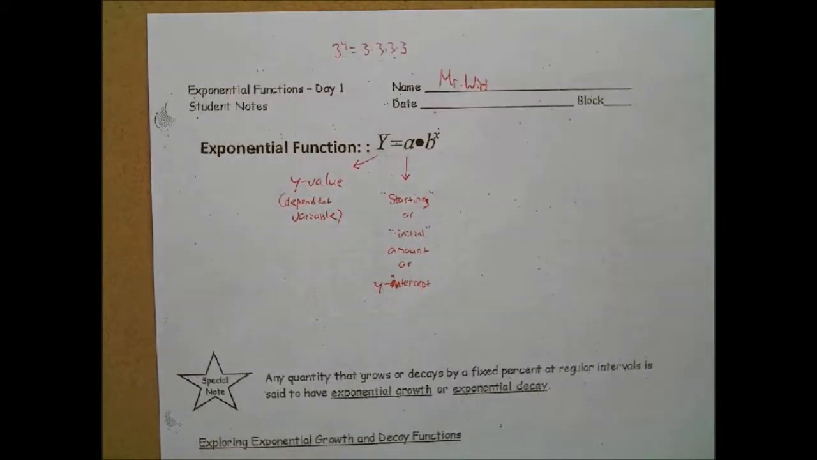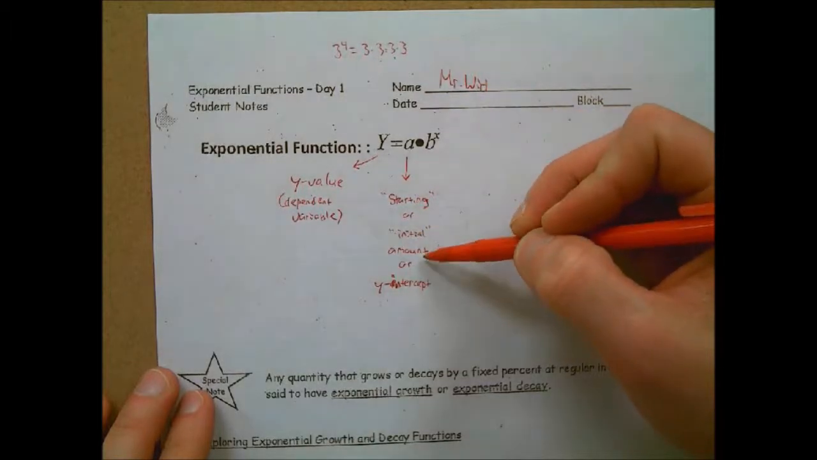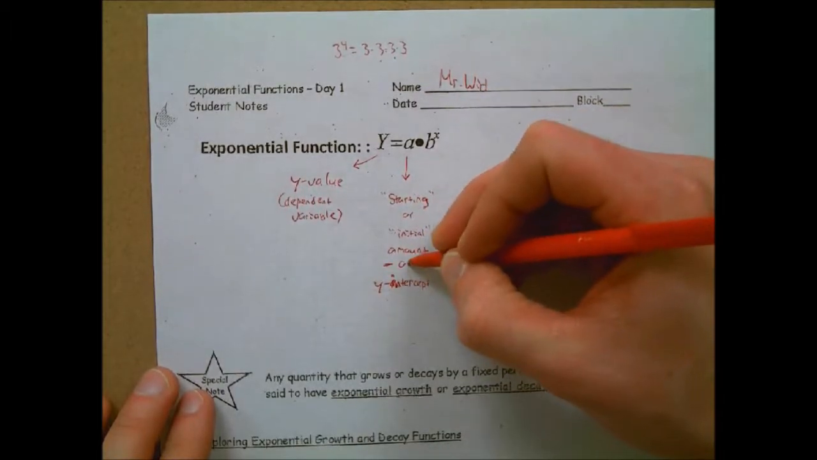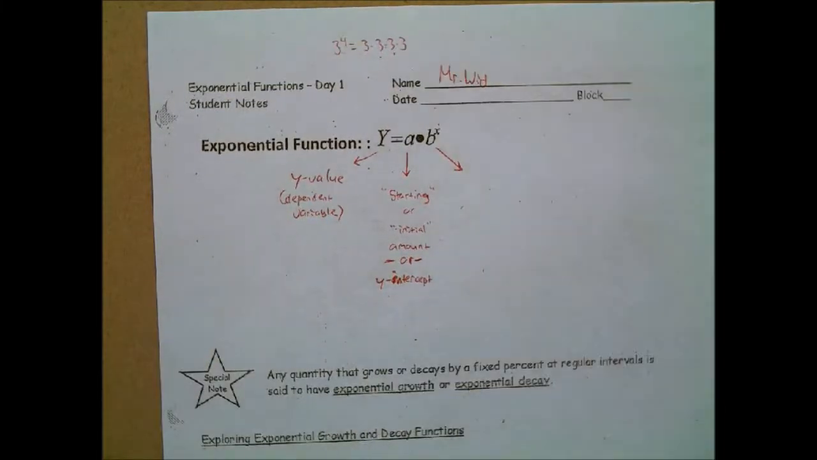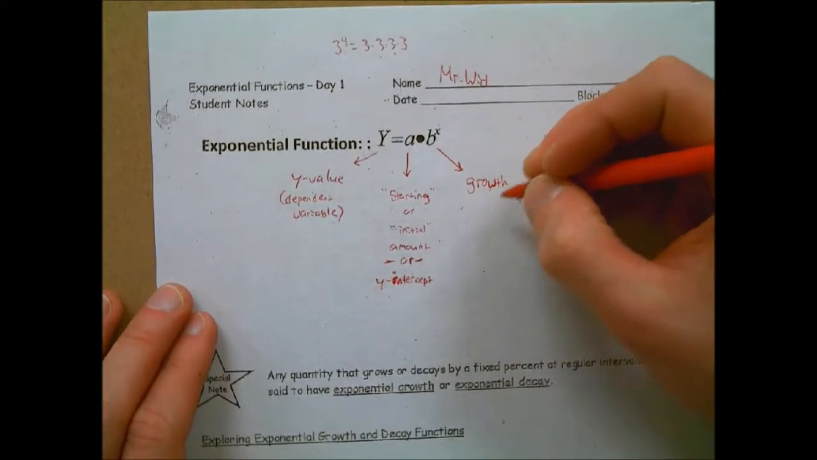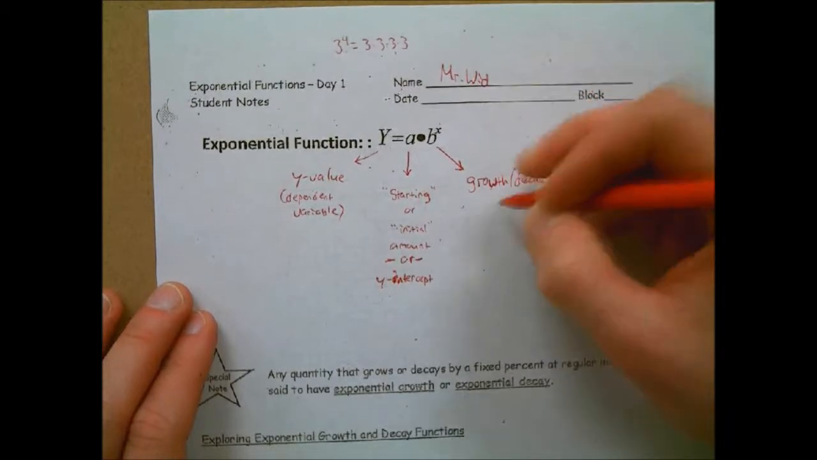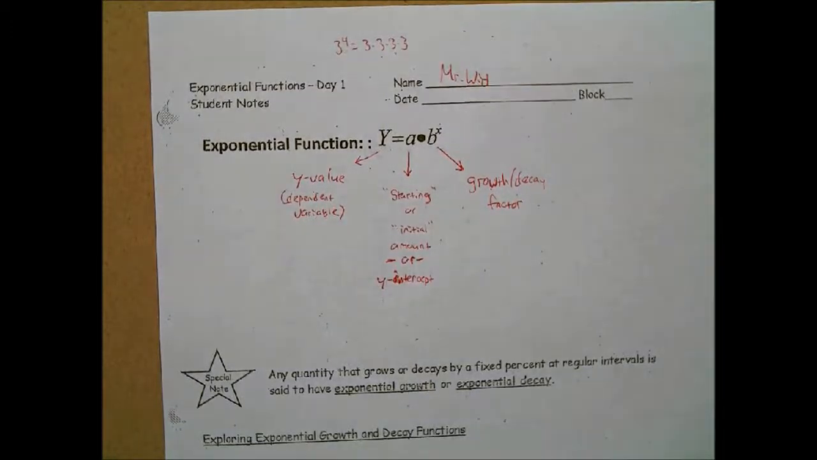So y equals a times b to the x. Y is, of course, our y value, the dependent variable. We see y show up all the time when we're trying to graph stuff. A is like the starting or initial amount, or you can also think of it as the y-intercept of the graph. And then b is known as the growth/decay factor.